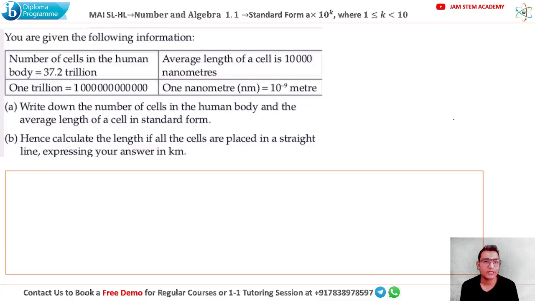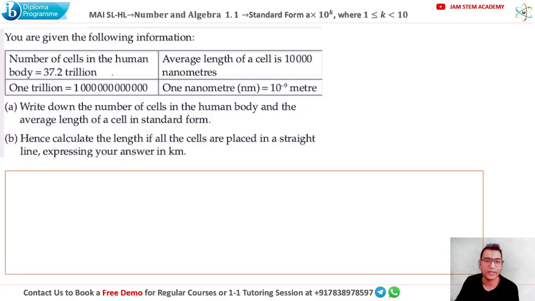The number of cells in the human body is 37.2 trillions and 1 trillion is this much. Later it says average length of the cell is this much nanometers and 1 nanometer is 10 to the power negative 9 meters. Okay, so conversion is already given to us. The first part says write down the number of cells in the human body and the average length of the cell in the standard form, both. So first we will convert this and then this in the standard form.